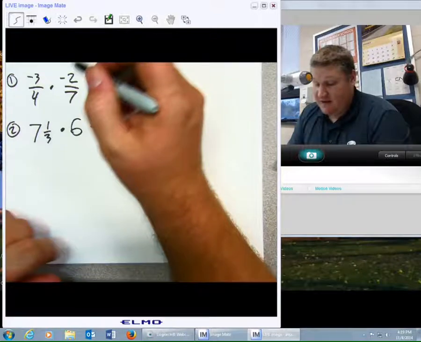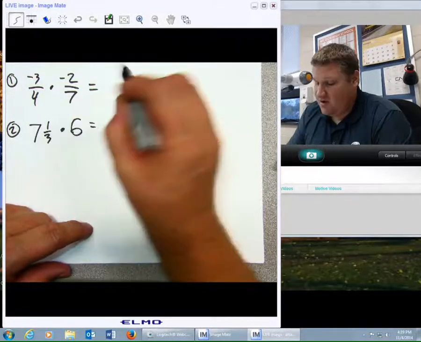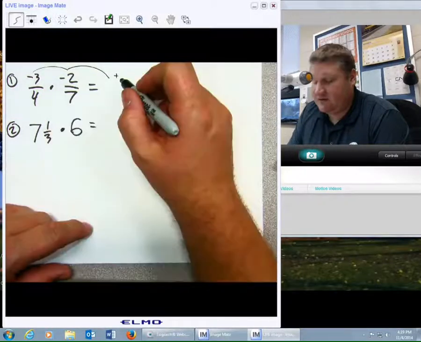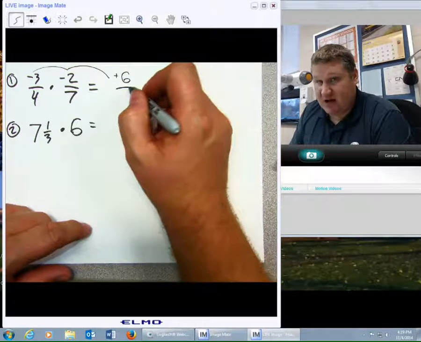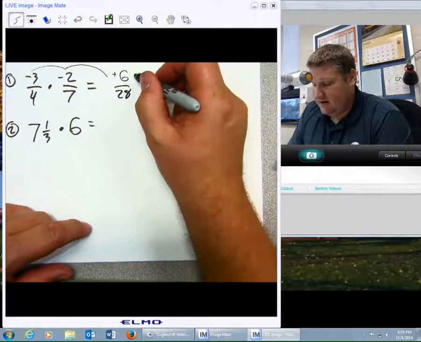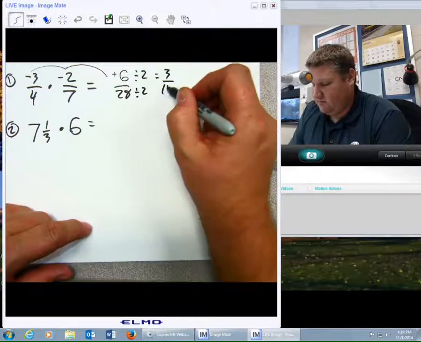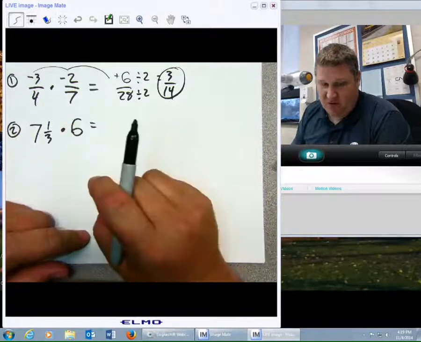Okay, let's take 2 more examples here. In this case, I have negative 3/4 times negative 2/3. Well, negative times negative is a positive. 3 times 2 is 6. 4 times 7 is positive 28. Well, again, I can divide this by 2 and this by 2. Get 3 over 14.